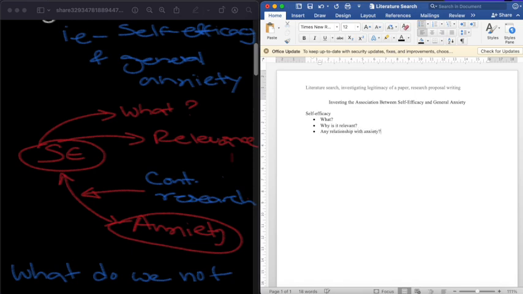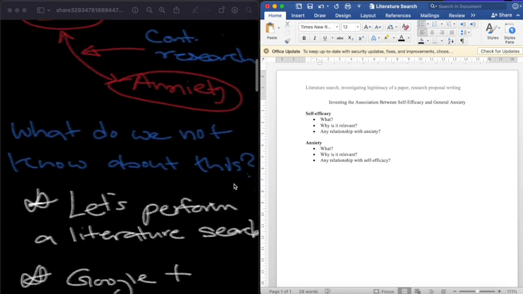I need this information, this would be my basic literature set, and I'm going to do the same thing for anxiety as well. Anxiety. So I'm going to just write, what is anxiety? Why is it relevant? Any relationship with self-efficacy? Now these are our main constructs. I'm going to just keep it right here.